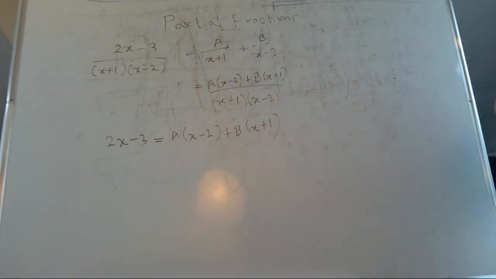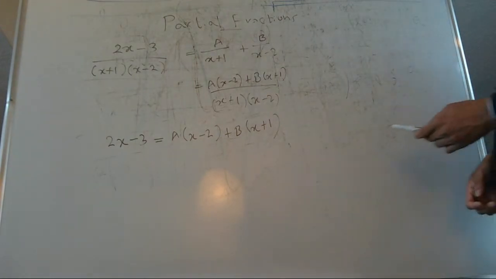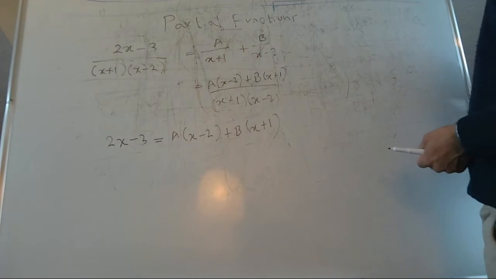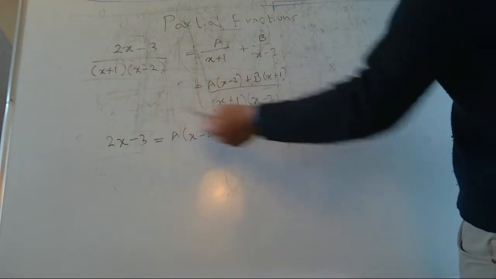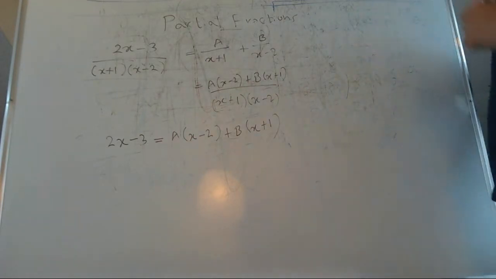Now you can solve this in two ways. You can solve this simultaneously. You can open this up, make the x terms equal to the x term there, and the number terms equal to the number term there, and get the A and B that way. But I'm going to use the elimination method, which is the easier method out of the two.